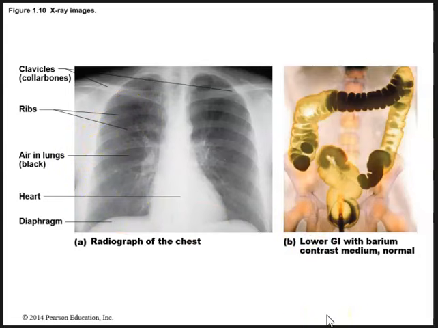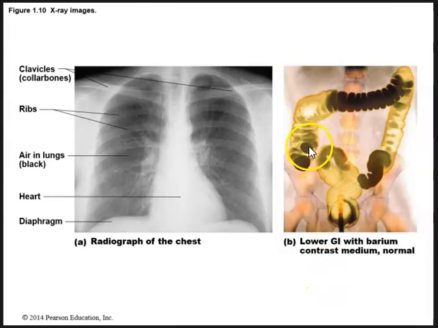Now, if we use a contrast, we can actually visualize structures a little bit better. So contrasts such as barium. We ask a patient to swallow barium, or we introduce barium through the rectum. These will also absorb the X-rays, and then we can see the internal structures a lot better with barium contrast medium. Okay, and here we can actually see the lower part of the gastrointestinal system.